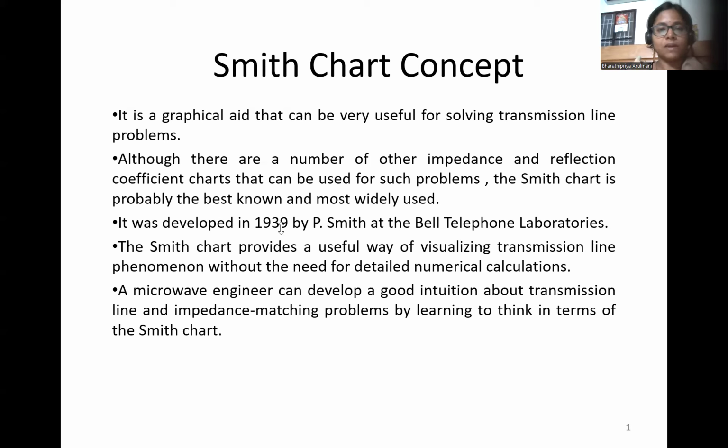It was developed in 1939 by P. Smith at the Bell Telephone Laboratories. So the Smith chart is used for the design of single stub and double stub transmission lines. So for design of stubs, we can make use of the Smith chart. The second most important point is it is used to calculate the length of the stub, location, then standing wave ratios, then the reflection coefficient of the transmission lines.